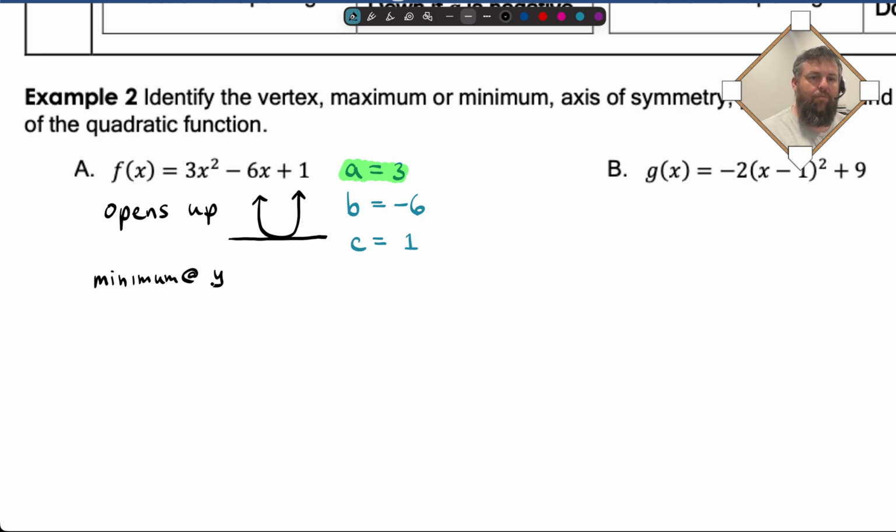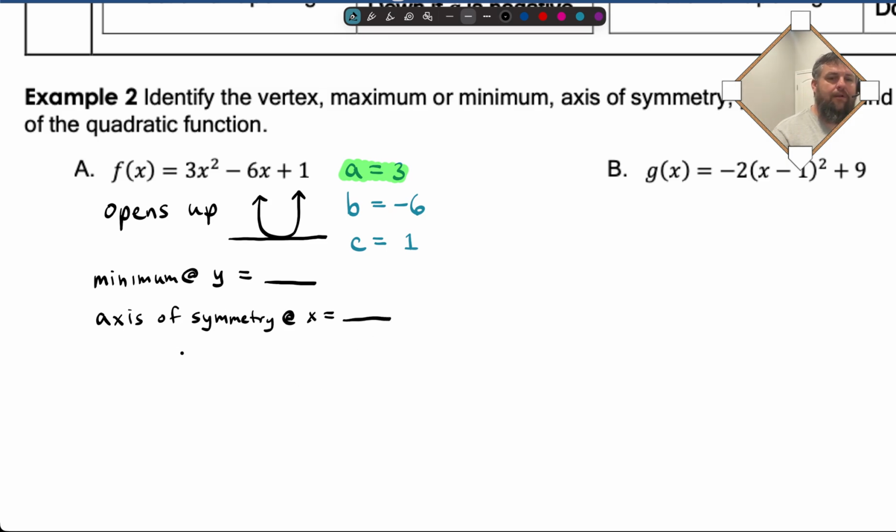and the minimum is going to be the y value of the vertex, which we'll get here in just a minute. All I know is it's a minimum at y equals, and then I'll figure out the value. We'll also cover what the axis of symmetry is. We'll find that first because we're going to need it in order to find the minimum. So the axis of symmetry is at x equals, and it's going to be the x value of the vertex. To find the vertex, we use that formula that I highlighted above: negative b over 2a.